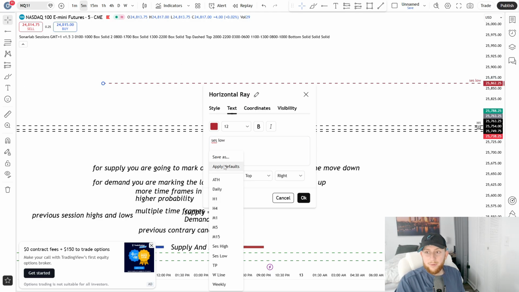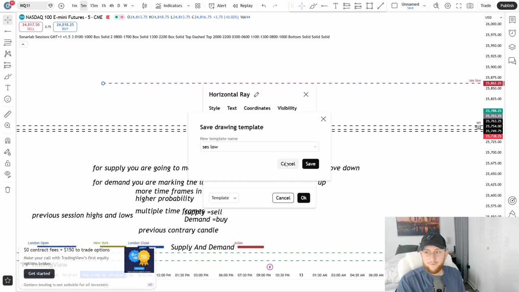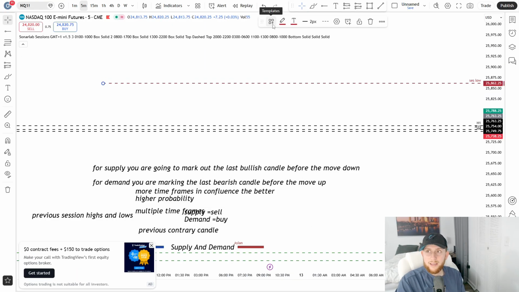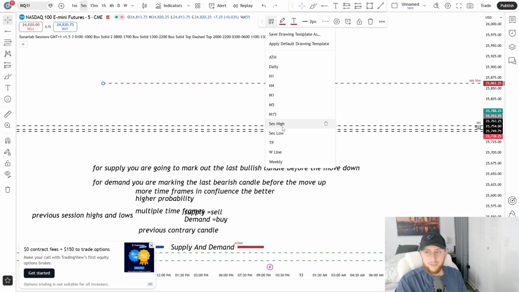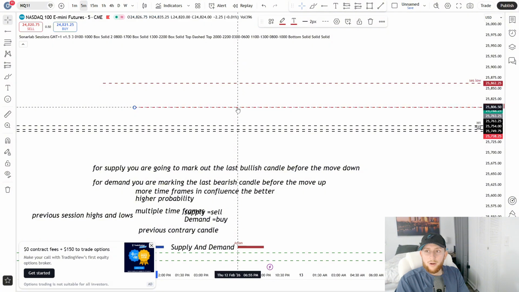I would go to template, save as, and then my template would be saved as session low. And you can see I already have one saved, so I'm not going to save this one. And then you're going to see it pop up when you click the line. You click this button right here that says templates. You will see session low. Now you're going to do that for everything. You're going to do the horizontal ray. You're going to double click it.